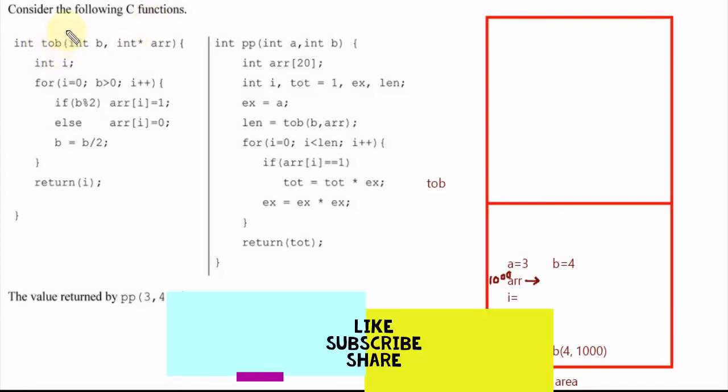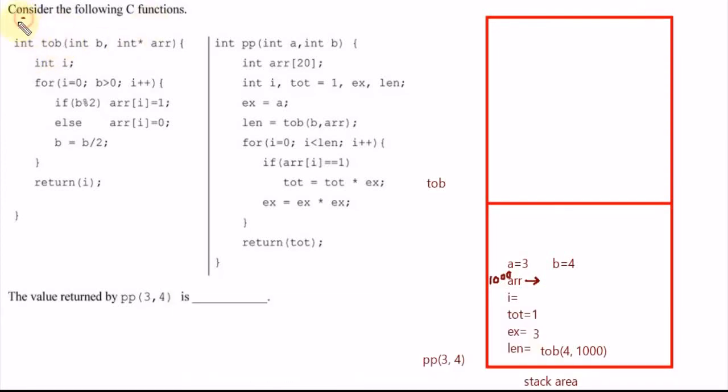This question was asked in GATE 2020, and let's see what it is saying. Consider the following C functions. These are the two functions that we have been given, and we are asked what will be the return value of pp(3, 4). So this is our stack area, and we are going to call pp(3, 4).